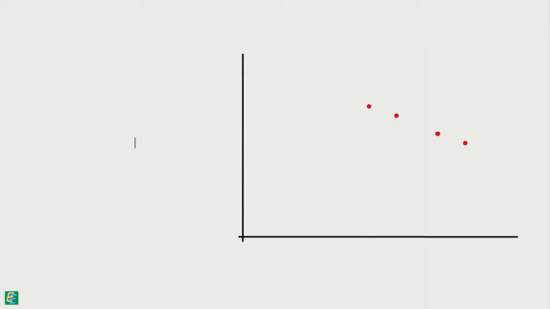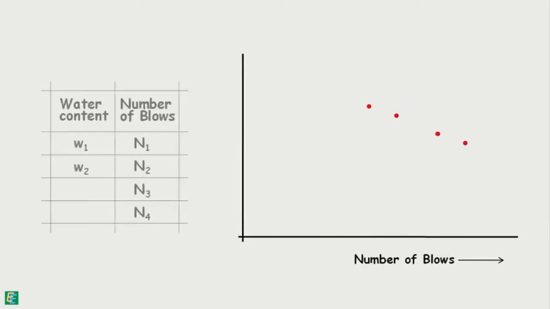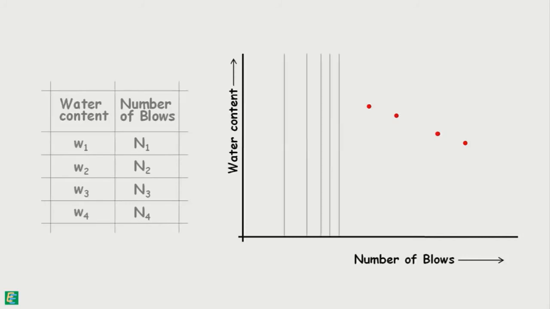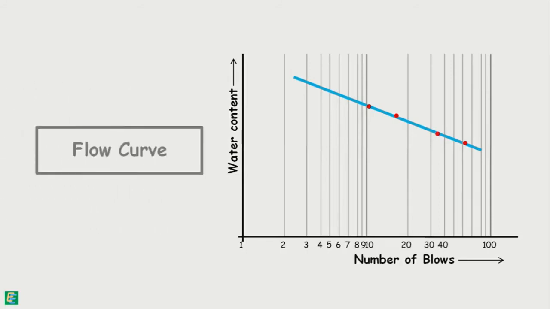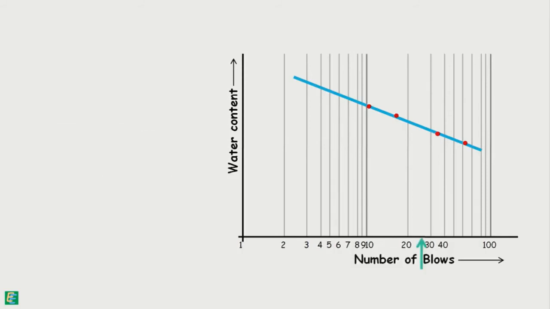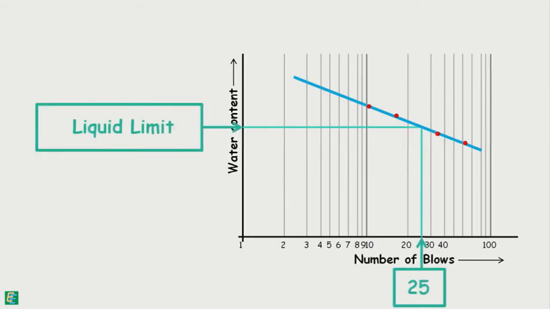We plot a graph between these experimentally obtained values of number of blows and their corresponding water content. The number of blows are plotted on a log scale. A best fitting curve is drawn through the experimental points, and we will observe the graph will be approximately a straight line. This curve is known as flow curve of soil. The water content corresponding to the 25 number of blows is read from the graph and is taken as the liquid limit. The liquid limit is expressed as the nearest whole number.